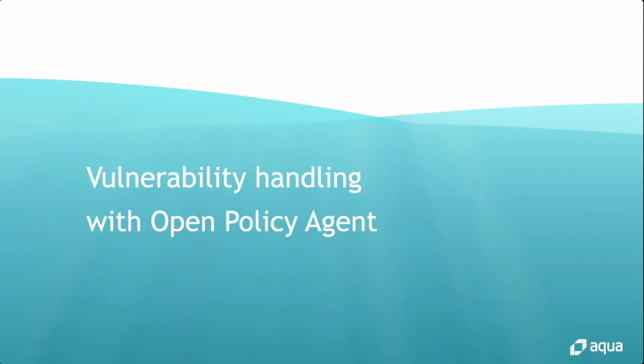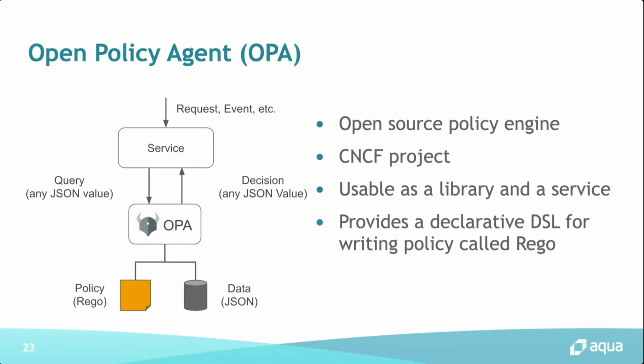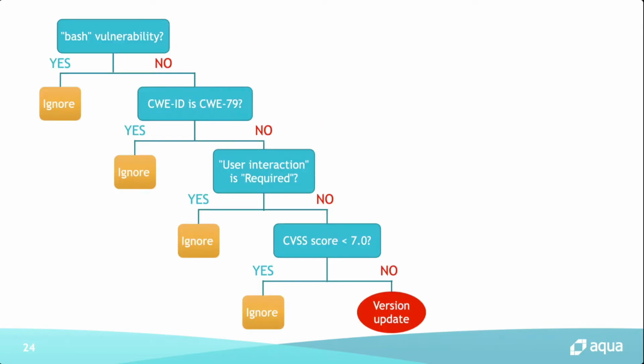And I propose to use Open Policy Agent to automate vulnerability handling. Open Policy Agent is an open source policy engine and a CNCF project. You write a policy in Rego and pass it to OPA with input JSON. OPA evaluates the policy and returns the result. It's usable as a library and a service. Now, you can put the policy into Rego.